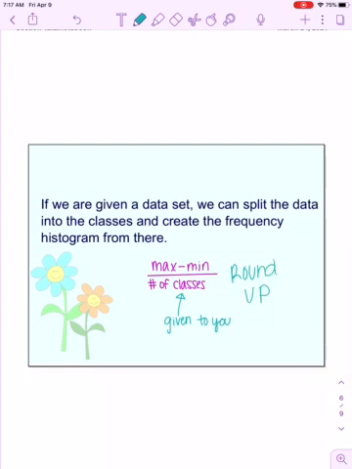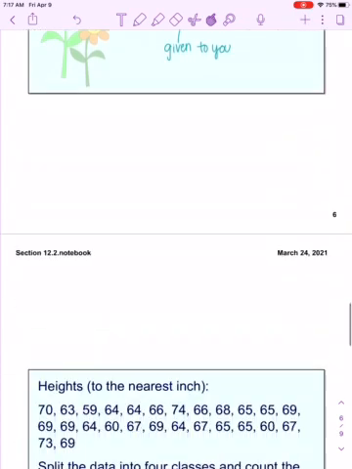So round up to the nearest whole number so that you make sure you're getting all your data in there. Don't round normally. This isn't normal rounding. So if you even get like 3.1, round it up to 4, okay? So always round up.